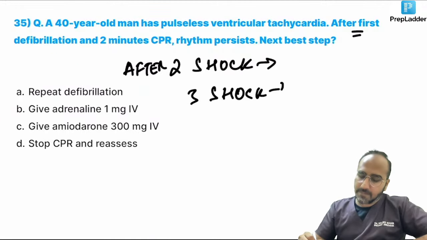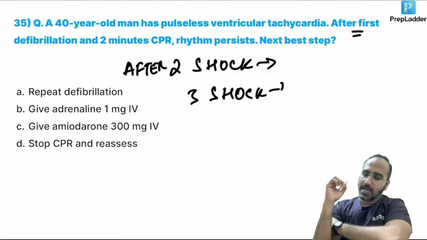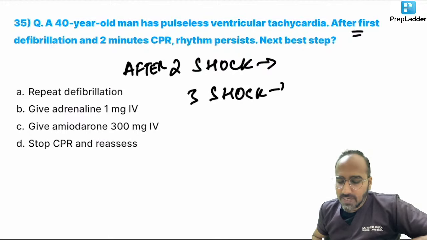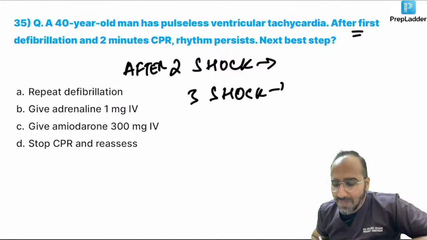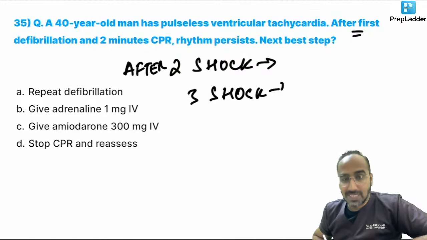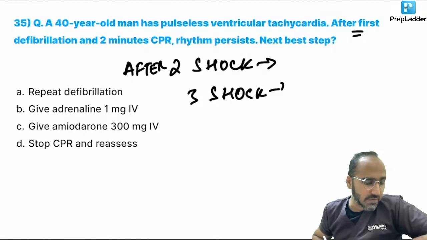Now, guys, next. A 40-year-old man has pulseless ventricular tachycardia. After first defibrillation and 2 minutes of CPR, the rhythm persists as pulseless ventricular tachycardia. What is the next best step? Guys, remember what you will do. A patient is having pulseless VT. One time we have given defibrillation. What is the next thing that we need to do? A, B, C, D. I want your answer, guys. Before I give the answer, I want your answer.